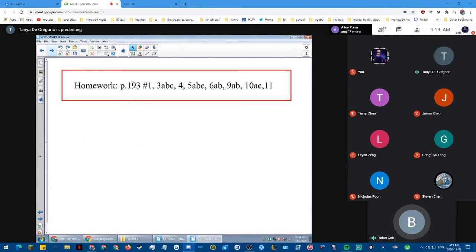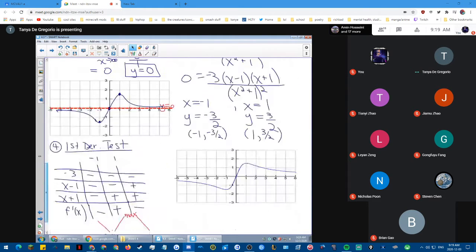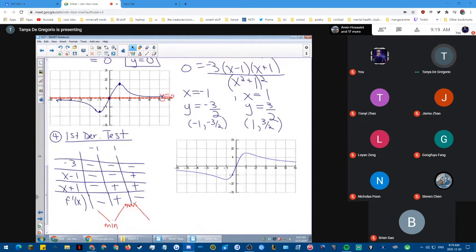Wait, miss, would it also happen at 0? Let me see, go back. It will also happen at 0. Absolutely. It will also happen at 0, and it's also going to happen somewhere here. Do you guys see that? Changing again from concave up to concave down. So there should be 3 points of inflection here.